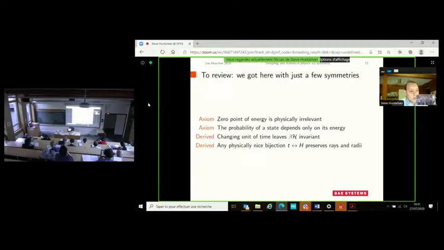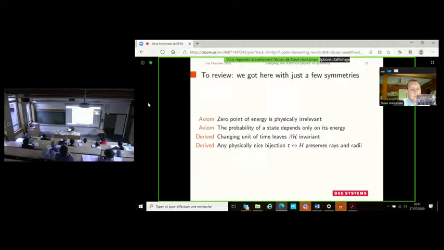So just to sort of recap what we've done so far, there were just a few symmetries we used, right? So first was an axiom that the 0 point of energy doesn't matter. Another was that the probability of a state only depends on energy. And we used some Hamiltonian mechanics to show that changing the unit of time leaves that beta h invariant. We could have done that just from a can of gas, but it's a slightly longer argument, more words. And there was this derived sort of geometry that pieces of spheres and rays go to pieces of spheres and rays.